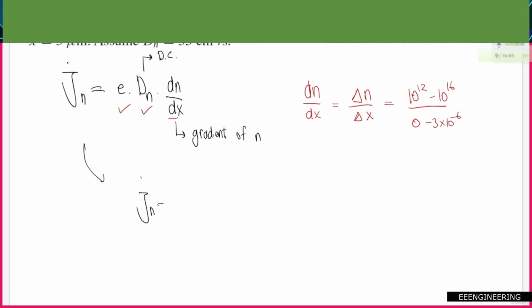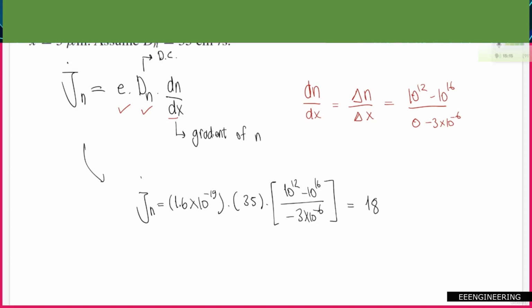Now I'm going to put the numbers into the formula. Jn is equal to 1.6 times 10^-19 times 35, times 10^16 minus 10^12 over 3 times 10^-6. My calculator will handle it. Finally, you will have the answer as 18,664.8 amperes per centimeter squared. This is the logic we have. Let me remind you, the Jn value we have found is the diffusion current density due to the diffusion of electrons in the material.